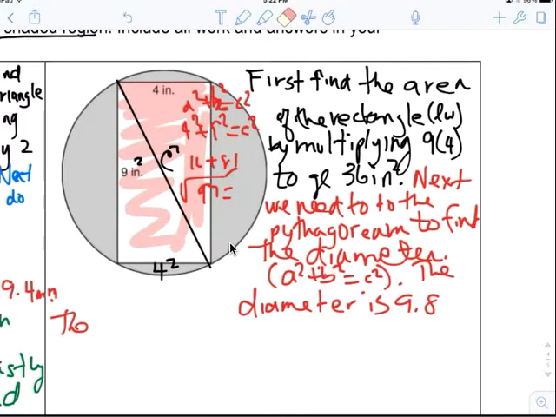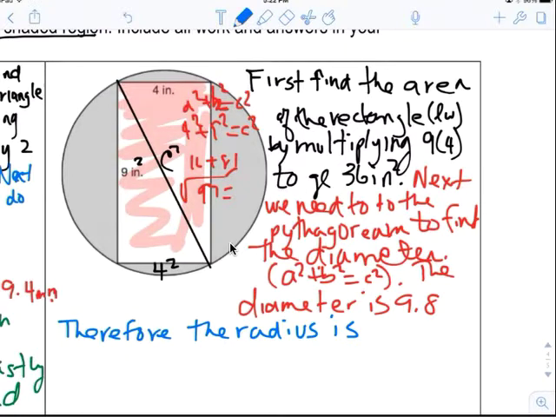Therefore, the radius is 9.8 divided by 2. I'm tired. This stuff makes me tired. 9.8 divided by 2, 4.9 inches.